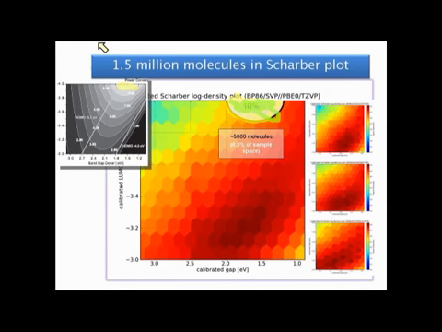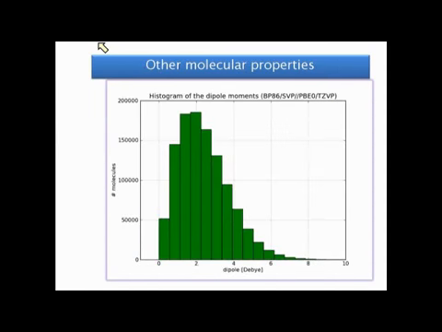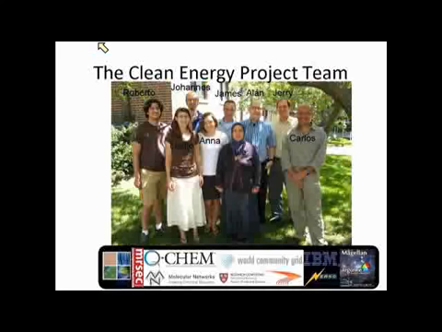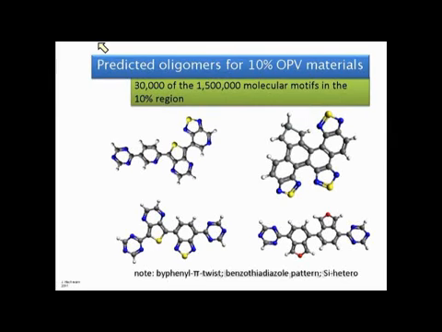So with that, I want to end by showing you that we can also compute other molecular properties. But in general, finally, because I am running out of time, I just want to show you some of the molecules we predicted. Randomly fishing from those 30,000 molecules, you can see some of the oligomers that will build the polymers for the next generation of organic solar cells. Okay, we're sending some of these to experimentalists very soon to try to make them.